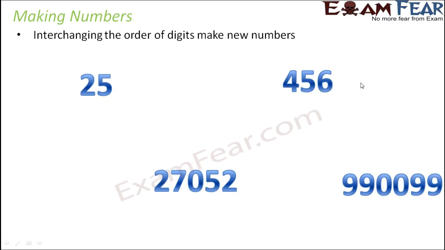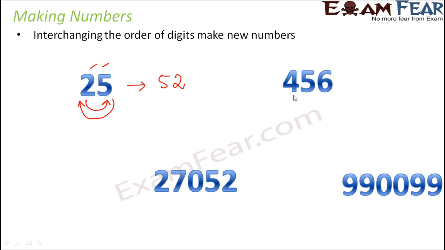So now let us talk about making numbers. A number is nothing but an arrangement of digits. When you interchange the order of digits, you make new numbers. Let us look at a few examples. On the screen you see 25. Now 25 is made up of 2 digits, 2 and 5. Now what if I interchange the position of the digits? That is, if I place 2 here and 5 here, what will I get? I will get 52. Now do you think that 25 and 52 are the same? Of course not. 52 is a greater number than 25. So they are different numbers.